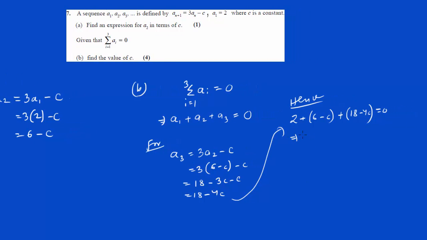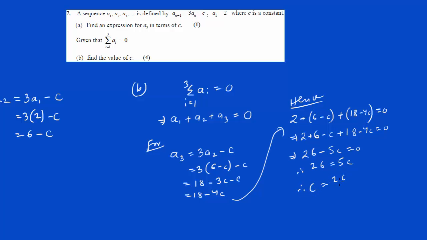So let's solve this. 2 plus 6 minus c plus 18 minus 4c equals 0. That means 2 plus 6 is 8. 8 plus 18 is 26. So we have 26 minus 5c equals 0. Therefore, 26 equals 5c.